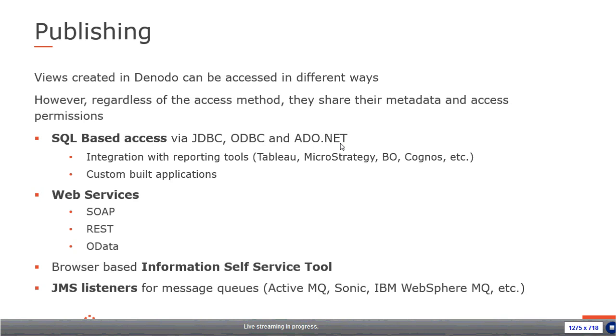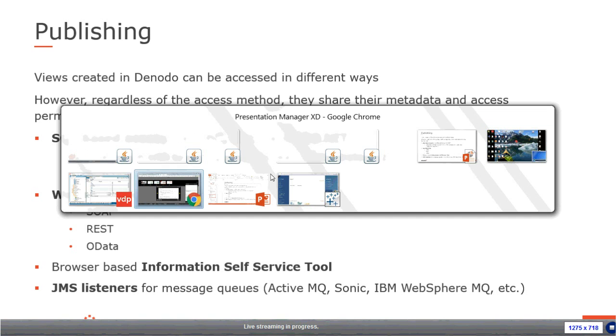We also have web services, so you can publish any object, any view that you have in Denodo as a web service, whether it's SOAP, REST, or Microsoft OData. And we also have a web-based information self-service tool that will allow business users to see the catalog as well as query that data. And lastly, we also have JMS listeners, so you can also look at Denodo as a provider of information for a service bus, for example, using JMS. So let me show you how that actually works, starting with a reporting tool.